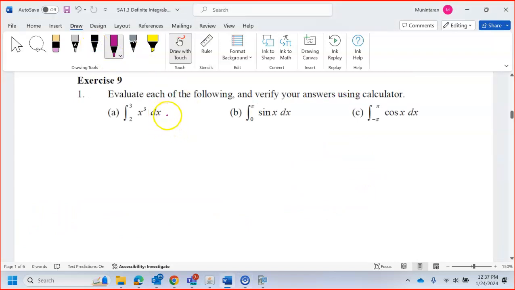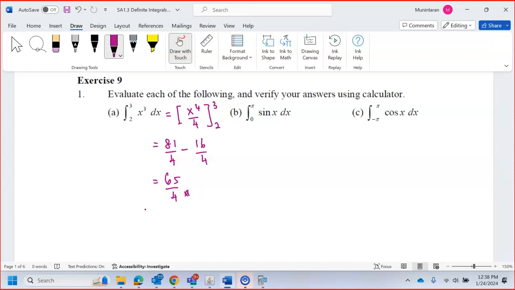So the integral will give you x^4 over 4 from 2 to 3. Substitute the 3 in, 3 power 4 is 81. All right, 81 over 4 minus 2 power 4, which is 16 over 4. So that gives you 65 over 4.